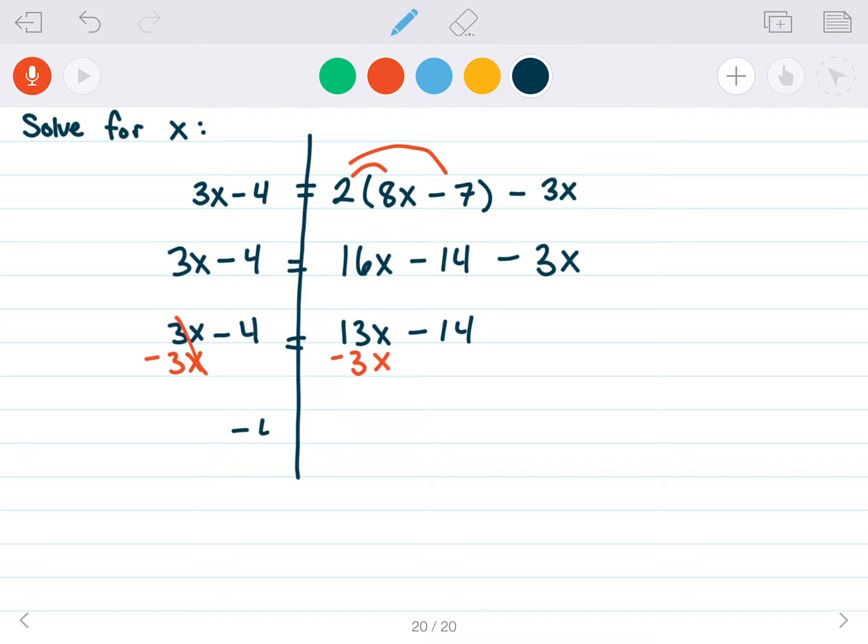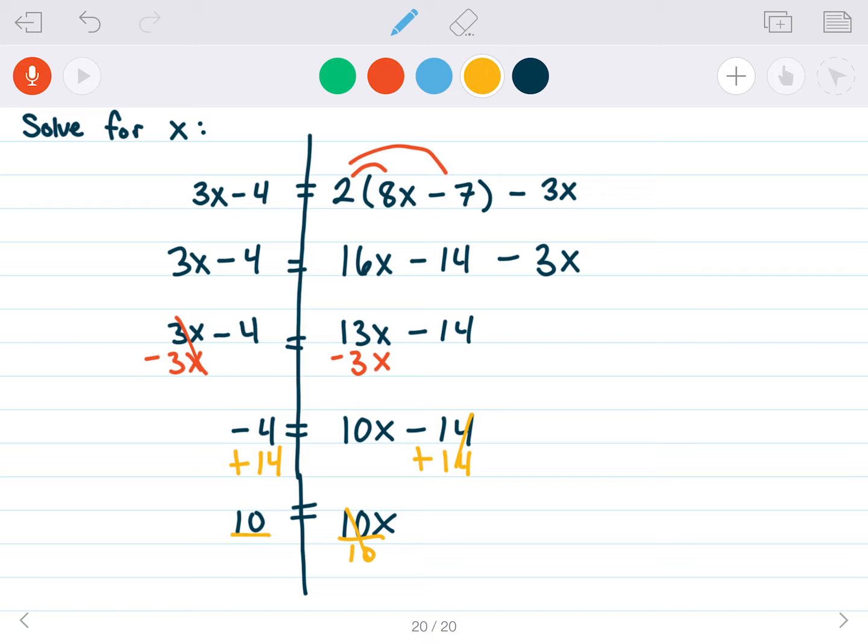So on the left side, I have negative 4. On the right side, I get 10x, 13 minus 3, minus 14. And now what I can do is look to the right and say, well, what should I do to get that x alone first? I can undo subtraction of 14 by adding 14 to both sides. So on the left side I get 10, and on the right side I get 10x. And finally I can just divide both sides by 10 to get x alone. And 10 divided by 10 is 1. So x is equal to 1. That is my solution.